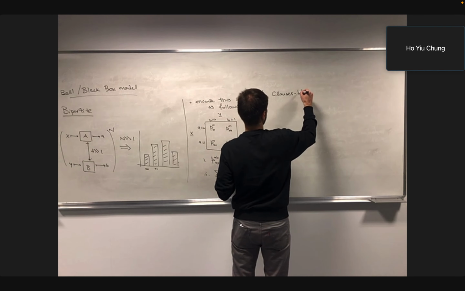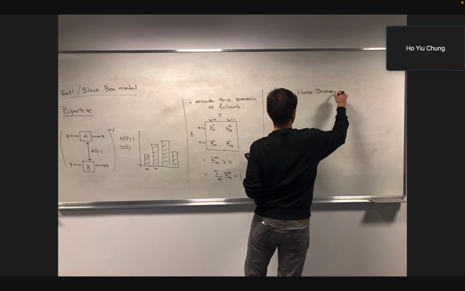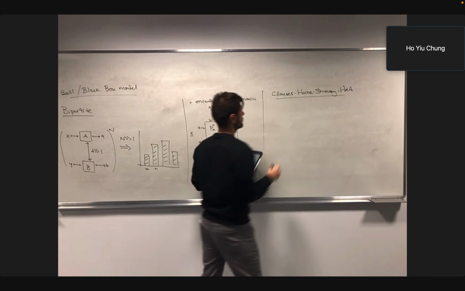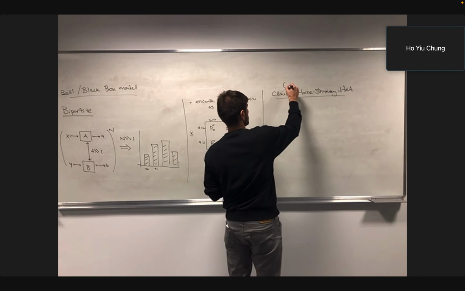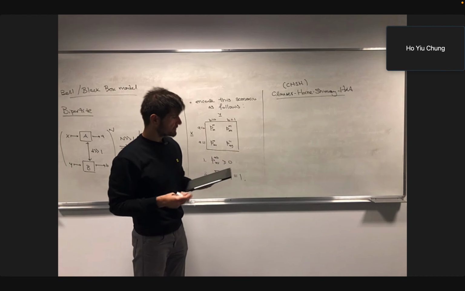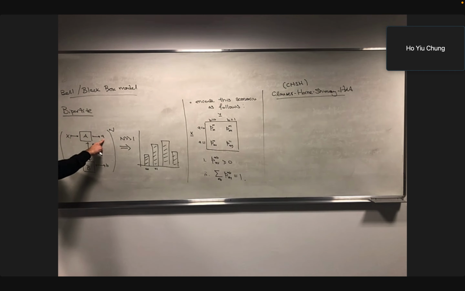Clauser, Horne, Shimony, and Holt. This scenario, which is also just called CHSH, consists of the following situation. It's this precise picture, but Alice could have one of two inputs, 0 and 1. Bob can have one of two inputs, 0 and 1. And also the outputs can be 0 or 1, 0 or 1.